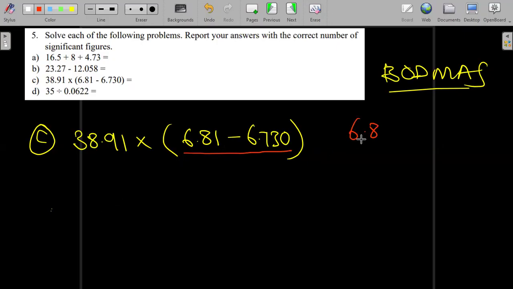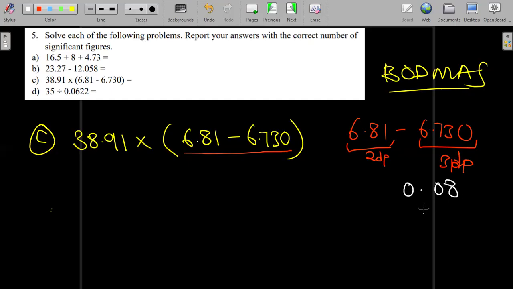So 6.81 minus 6.730. So this one here has 2 decimal places. And then this one here has 3 decimal places. Okay, so when I subtract this, my answer should have 2 decimal places. So just punch this on your calculator. What is it going to give me? Okay, so it's giving me 0.08. Okay, so we see that this answer has 2 decimal places. So that's what we want. So it means whatever is in the brackets here gives this result.